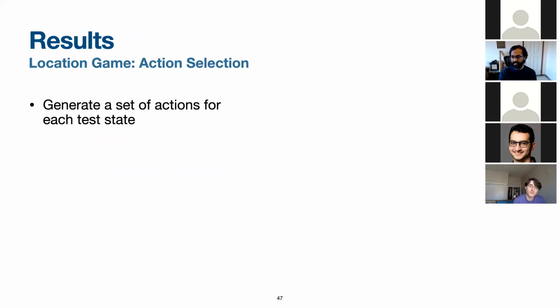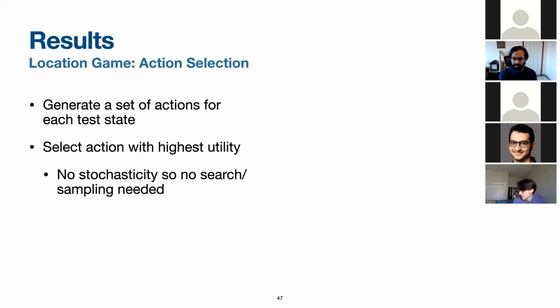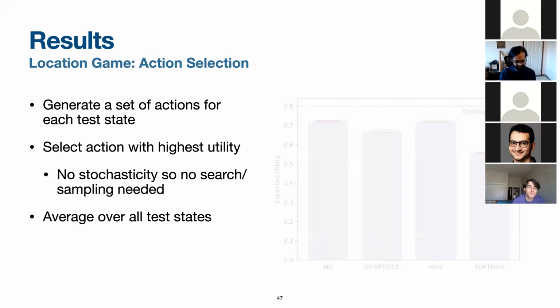So for each test state, we generate a set of actions from the policies, and we select the action with the highest utility. Since there's no stochasticity and transitions are deterministic, we don't need to perform search, and we can directly select the best action. We then average over all states to calculate the expected utilities of the actions generated by each of the models.